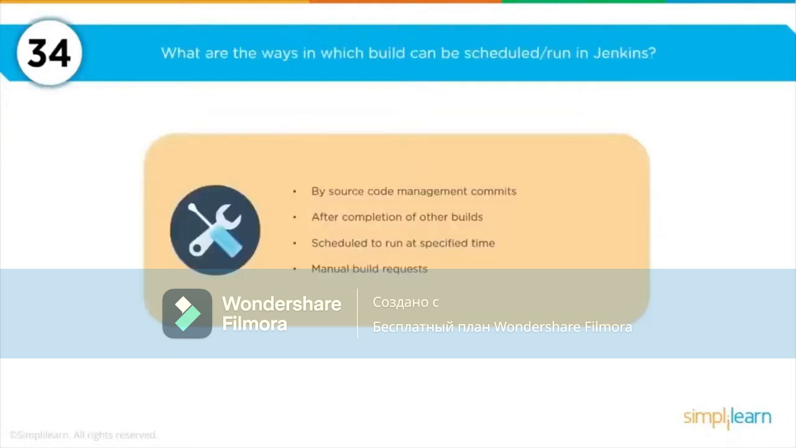So what are the ways in which a build can be scheduled and run in Jenkins? Well, there are four ways in which you can identify how a build can be scheduled or run in Jenkins. The first is when source code management commits new code into the repository. You can run Jenkins at that point. The second can be after the completion of other builds. Maybe you have multiple builds in your project that are dependent on each other, and when so many other builds have been executed, then you can have Jenkins run.